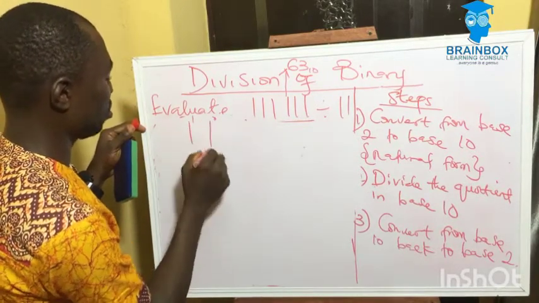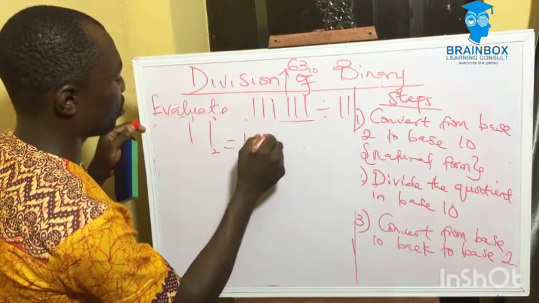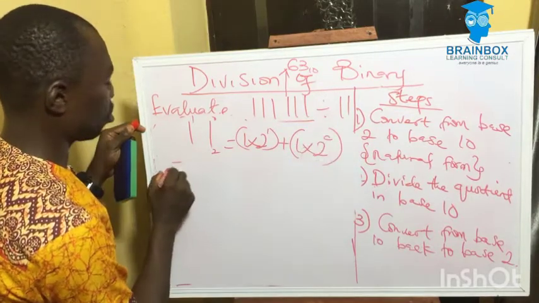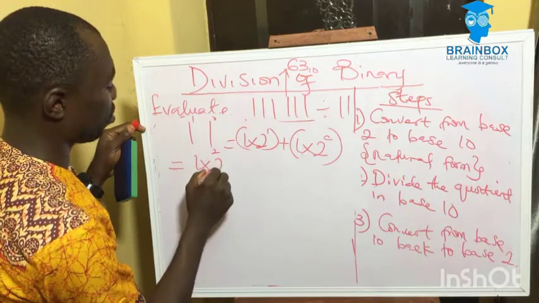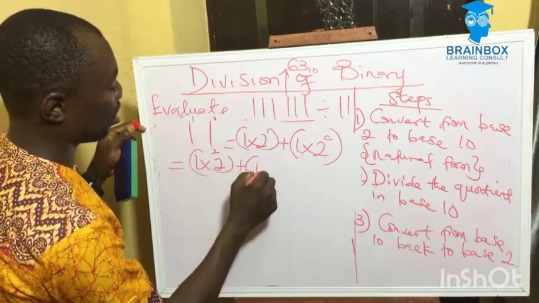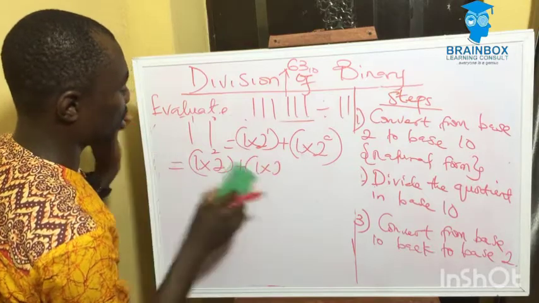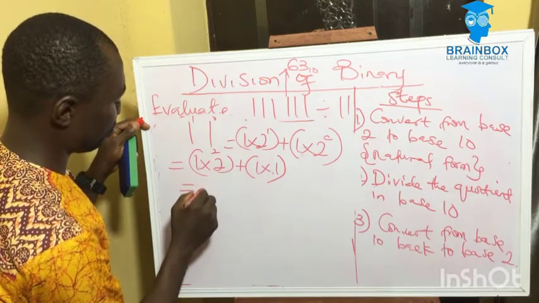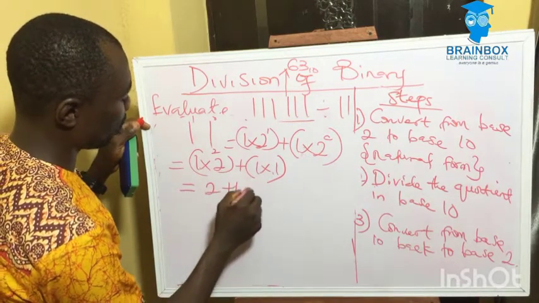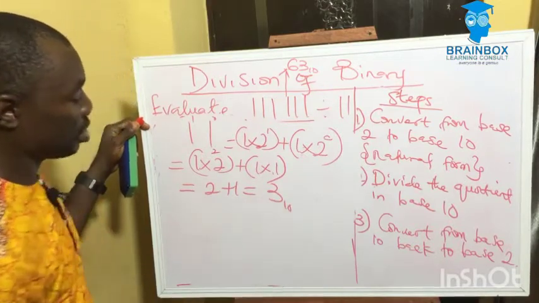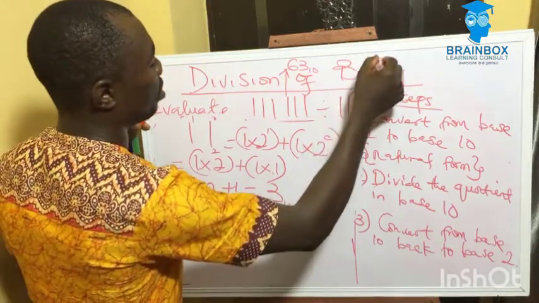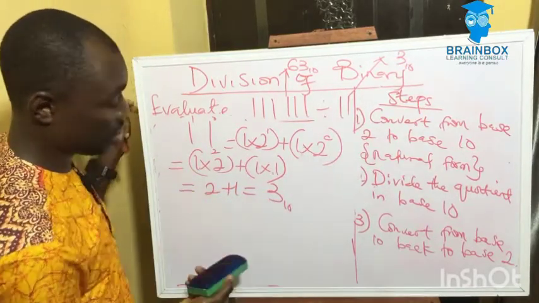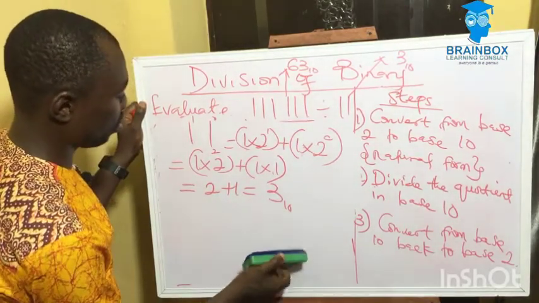So this is 0, 1, base 2. That's 1 times 2 raised to the power 1 plus 1 times 2 raised to the power 0. So 1 times 2 raised to the power 1 is 2, plus 1 times 2 raised to the power 0 is 1. So 2 plus 1 will be 3 in base 10. So this is giving us 3 in base 10. I can wipe this off so that we continue.